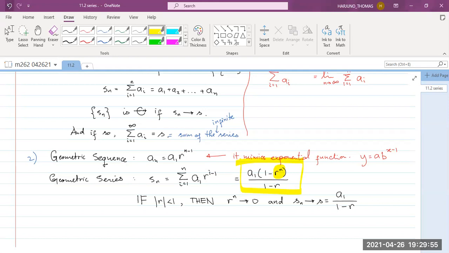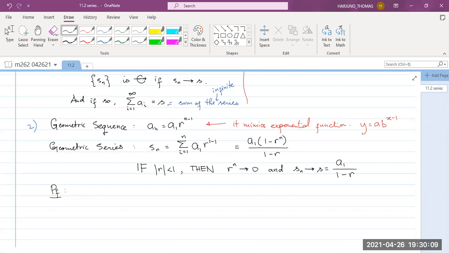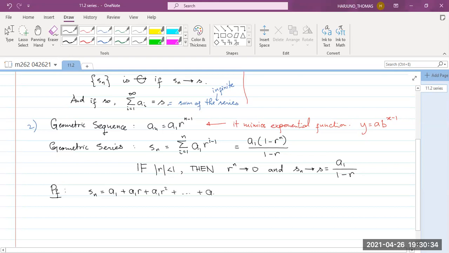Now let me do the proof for this formula. The reason I want to go over the proof is because it implicitly uses something called the telescoping method. See, S sub n, the nth partial sum of the geometric sequence, will be: the first term is a sub 1, the second term is a sub 1 r, plus a sub 1 r squared, all the way to a sub 1 r to the n minus 1. That's the sum of the first n terms.